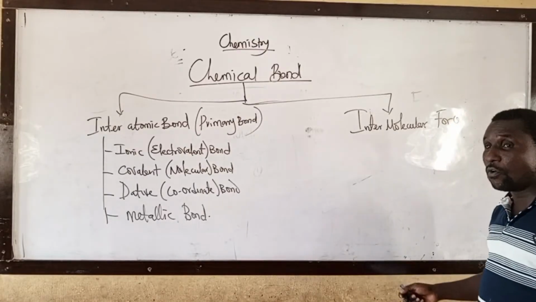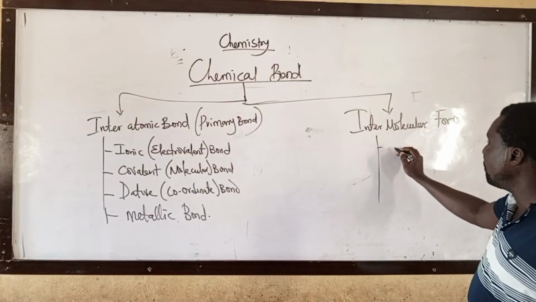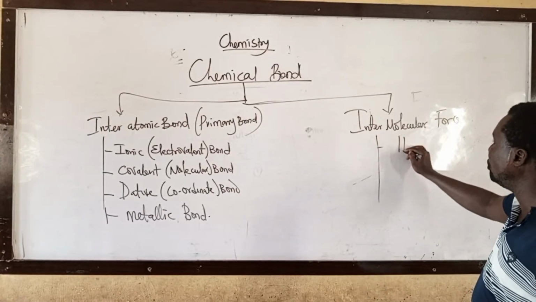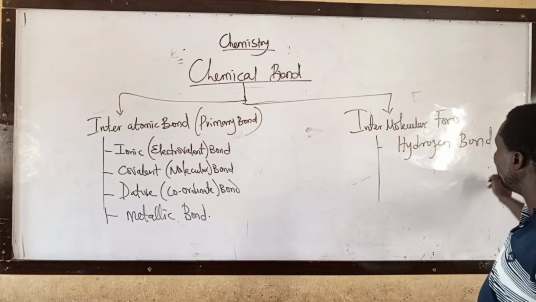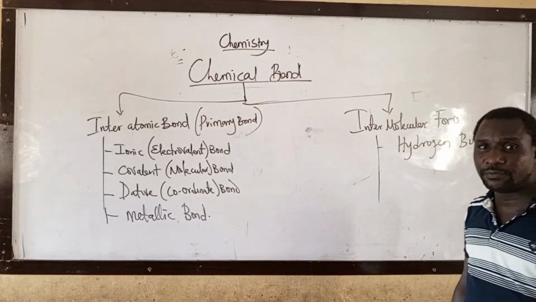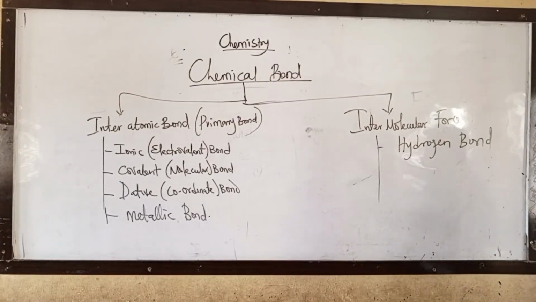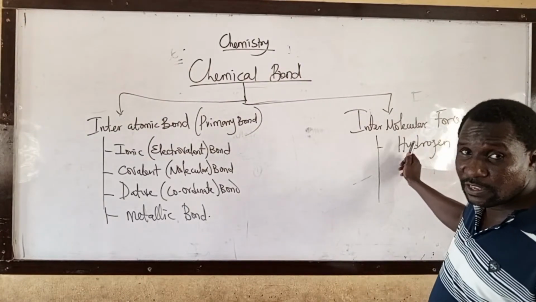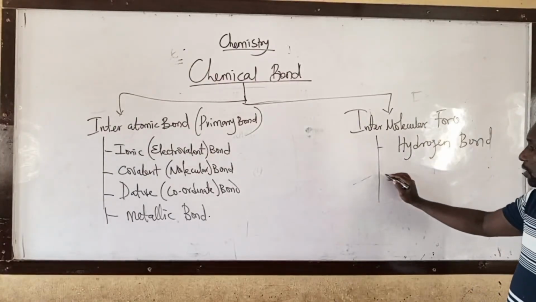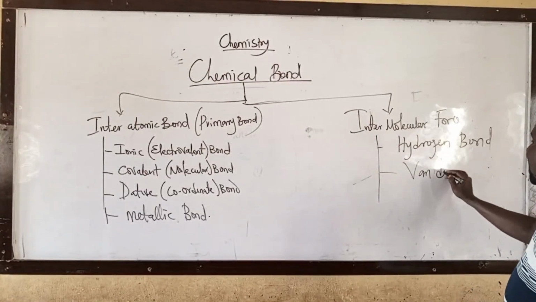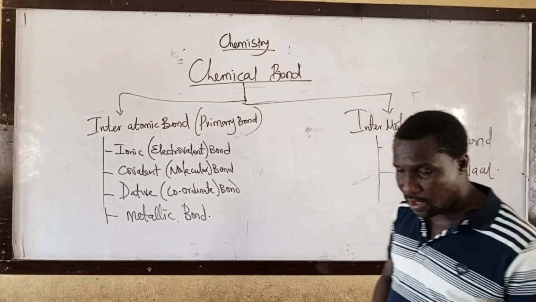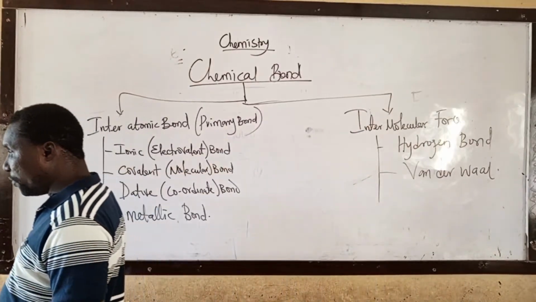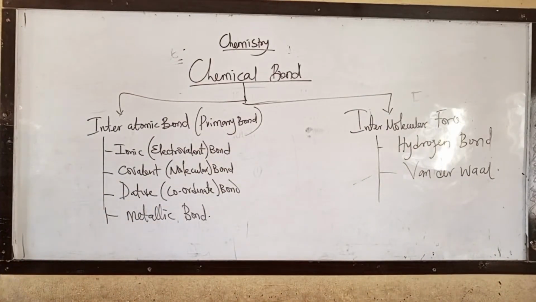We have intermolecular forces. Let me start with hydrogen bond. They call it hydrogen bond, but it's not strong enough to be a bond. Hydrogen bond, HB. Very important. We have Van der Waals, the weakest force of attraction.